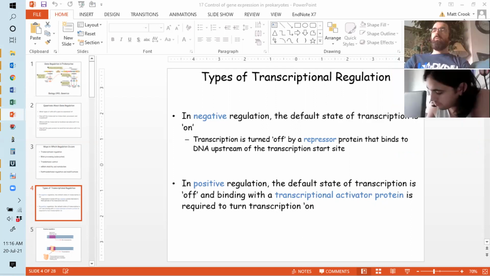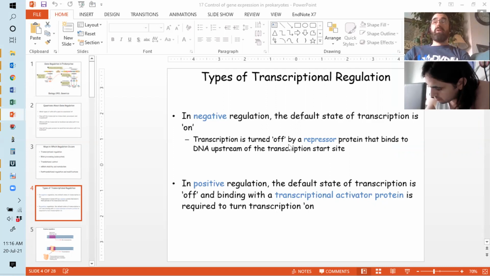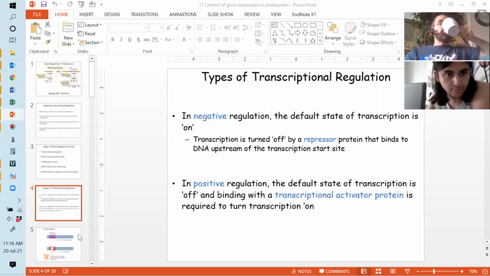And so when we talk about negative regulation, it's typically on and has to be turned off, right? The thing that turns it off is a repressor. Right, so something physically has to bind, and that something's usually a protein, to stop that gene from being transcribed. And so that would look something like this.